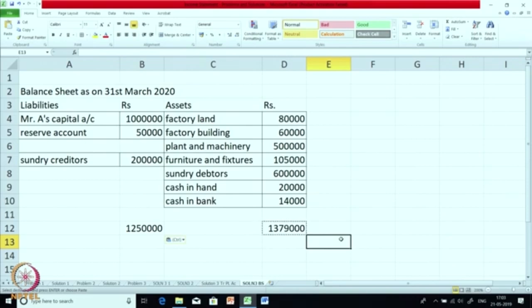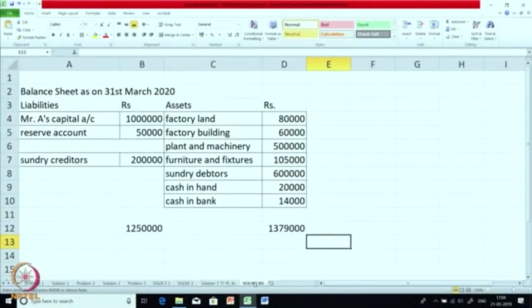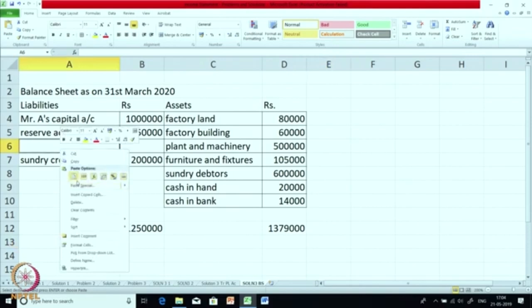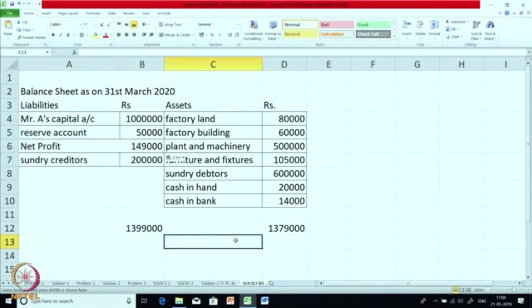If not, what is the problem? Which item is missing? You have to go back to the trial balance and find out whether an item is missing, and also check whether you have carried profit from the profit and loss account, because it must be added in the balance sheet. So, we have not yet added profit. So, this net profit, let us add. Now, is it matching? Still there is a difference.